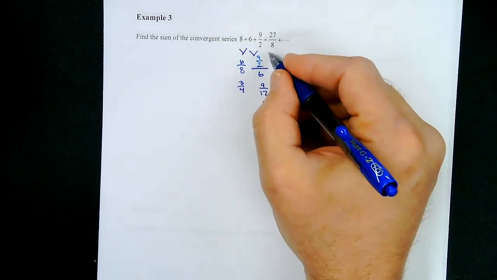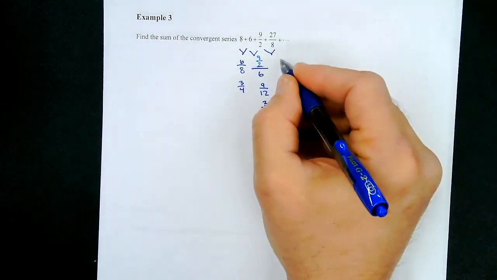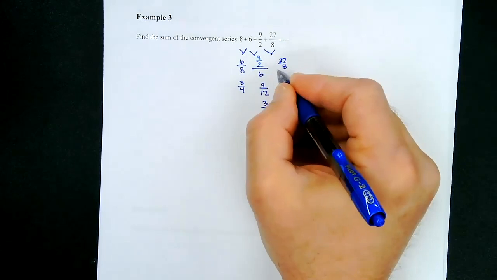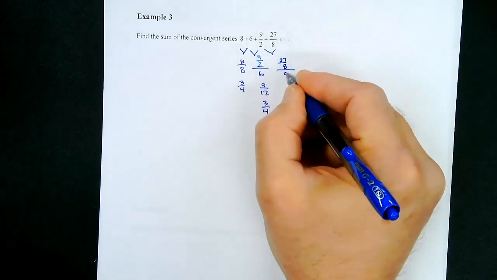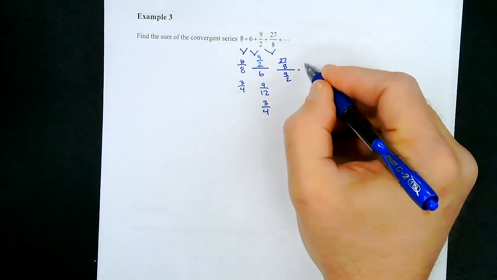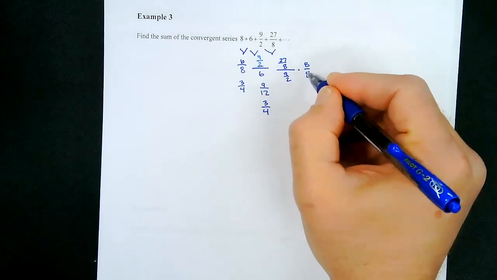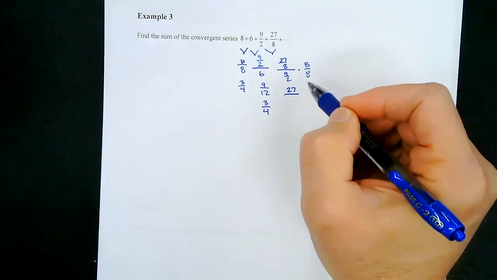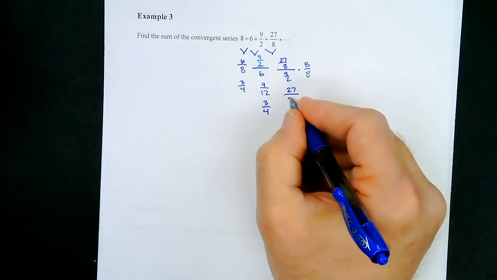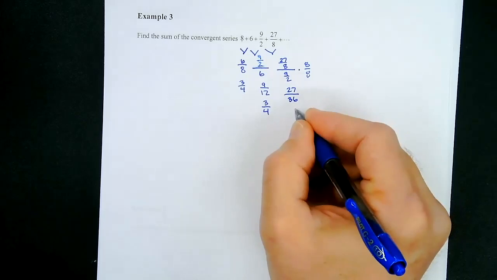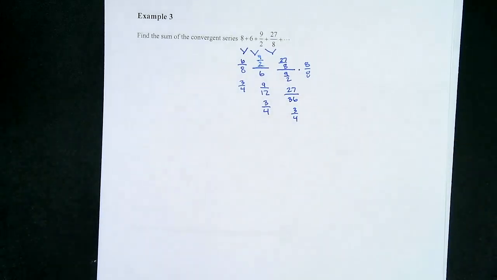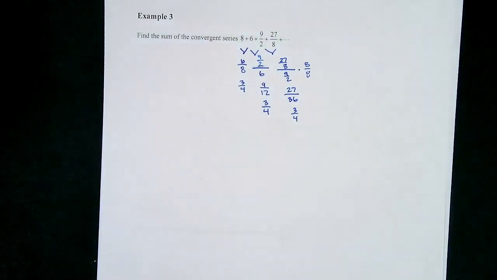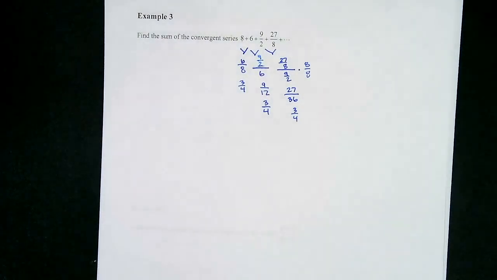Okay, so let's double check. The next one: we take 27 eighths and divide that by 9 halves. I'm going to multiply this one by 8 over 8. That gives me 27 on top, and on the bottom it would give me 36. And 9 goes into both, so that's 3/4. So yes, we're multiplying by 3/4. To get from 8 to 6, we multiply 8 by 3/4 and we get 6. If we take 6 and multiply by 3/4, we get 9 halves. If we take 9 halves and multiply by 3/4, we get 27 eighths.